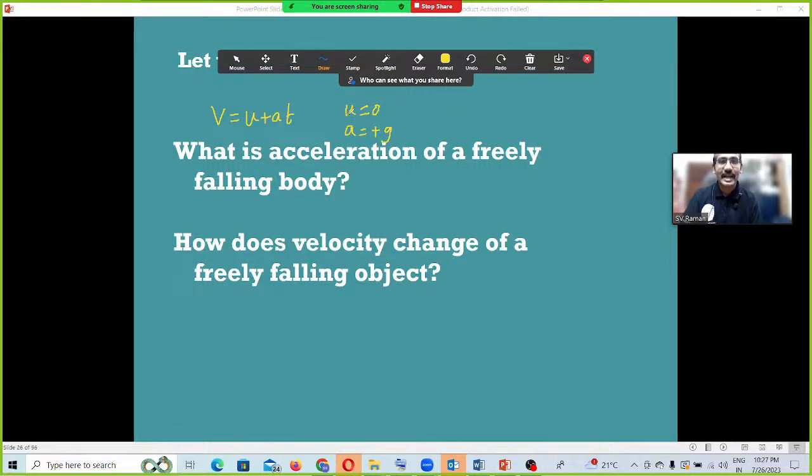In this case, apply these two over here. So v = 0 + g into t. So the free fall equation is v = gt. This is the equation.